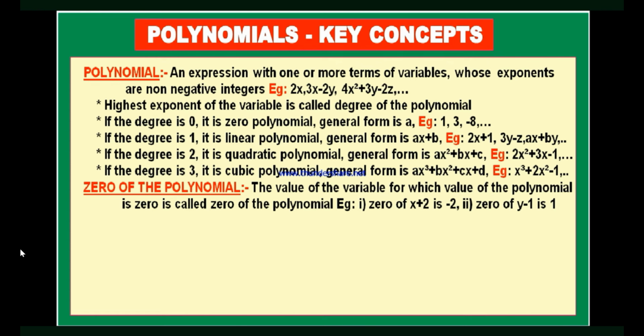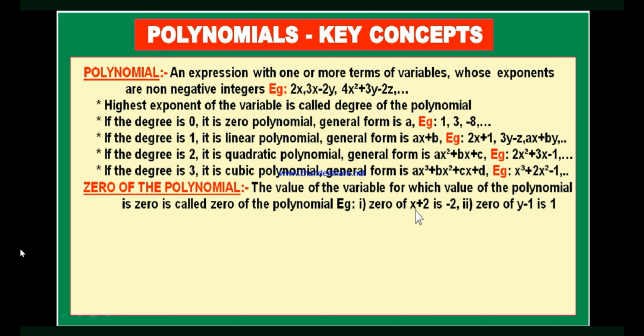0 polynomial means a polynomial with degree 0 is called 0 polynomial. In this case, if the degree is 0, it is called a 0 polynomial. Example, any constant number is a 0 polynomial. In this case, it is the 0 of the polynomial. 0 of the polynomial is nothing but the value of the variable for which the total polynomial becomes 0. This is 0 of the polynomial.